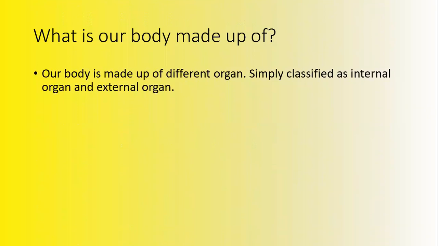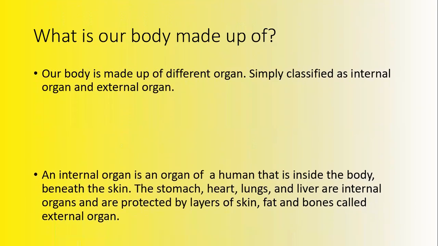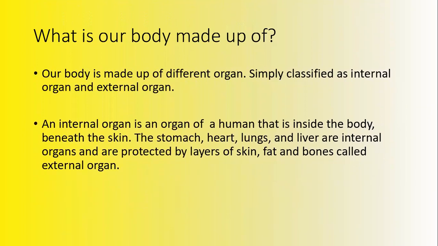Organs are classified into two types, internal organs and external organs. An internal organ is an organ of a human that is inside the body, beneath the skin. The stomach, heart, lungs, and liver are internal organs and are protected by a layer of skin, fat, and bones, called external organs.